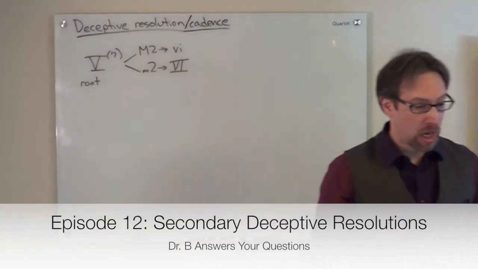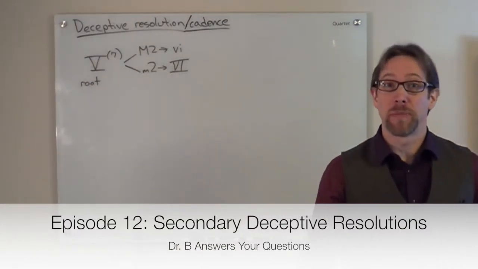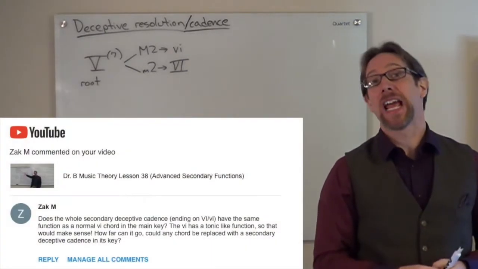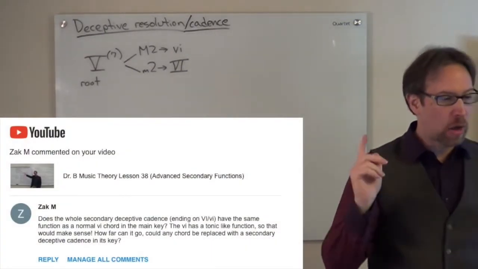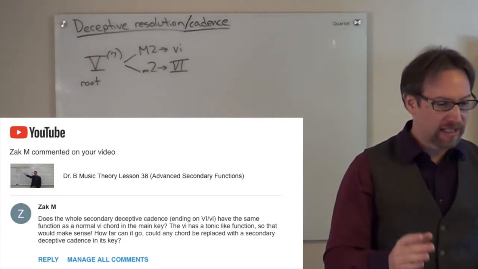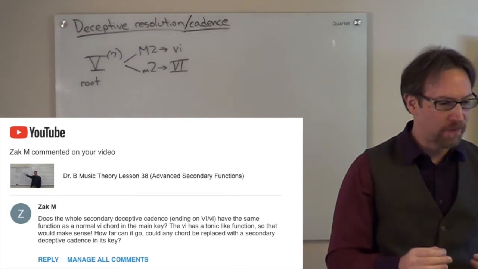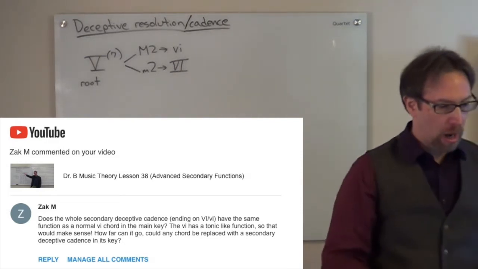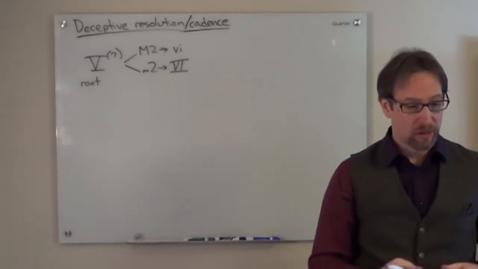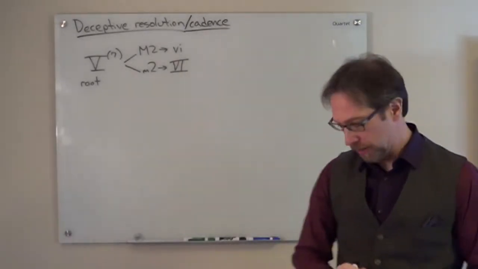I have a question on lesson 38, which was about advanced secondary functions. This question comes from Zak M, who writes, does the whole secondary deceptive cadence ending on 6 of 6 have the same function as a normal 6 chord in the main key? So let me clarify what that means.